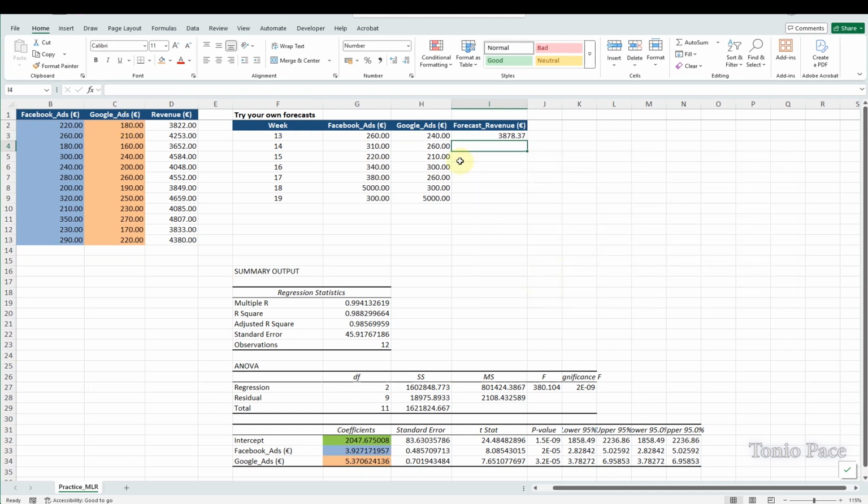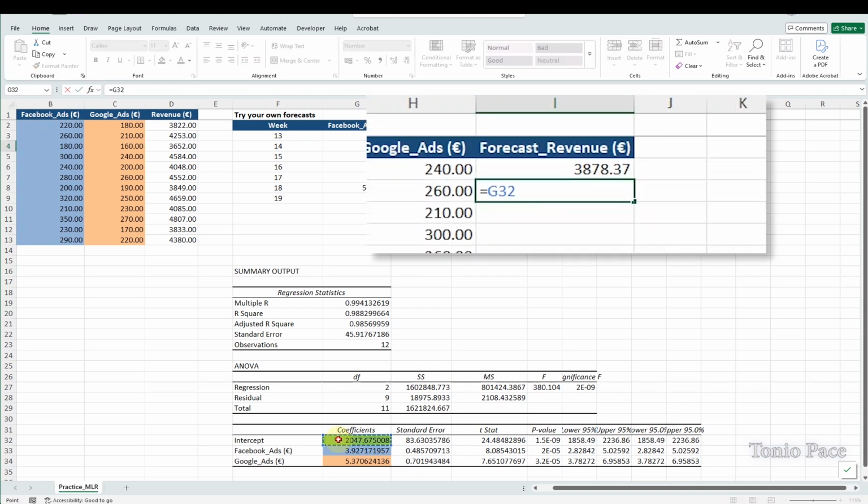Although we can use autofill for the rest of the values, let's do it one more time to practice a bit. Green value, plus the blue value multiplied by the blue data, plus the orange value multiplied by the orange data.